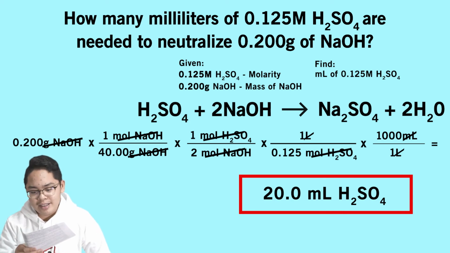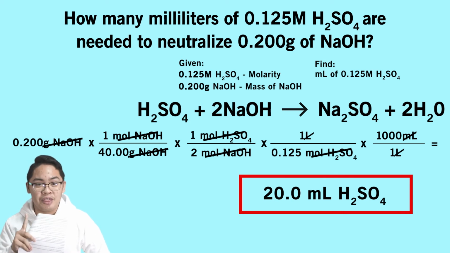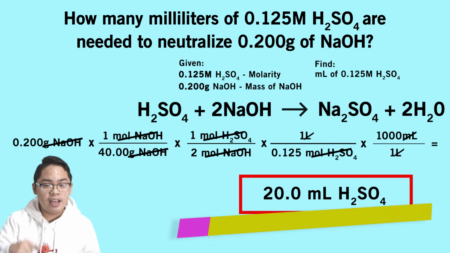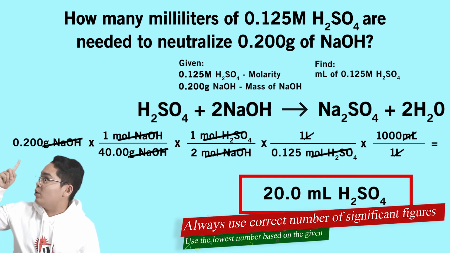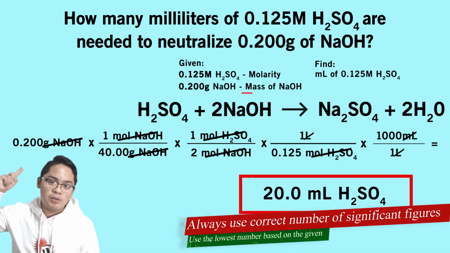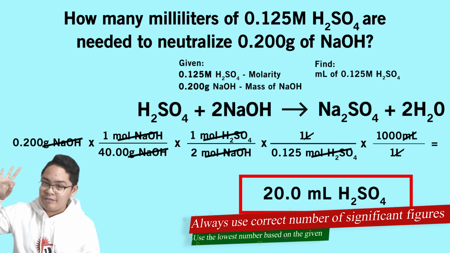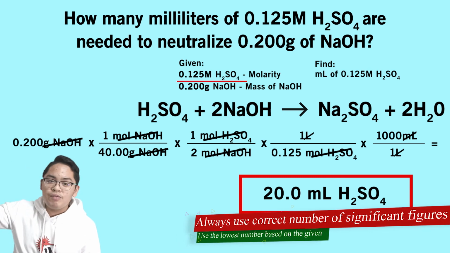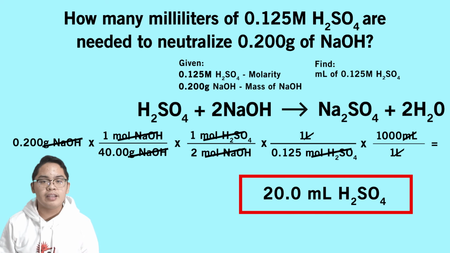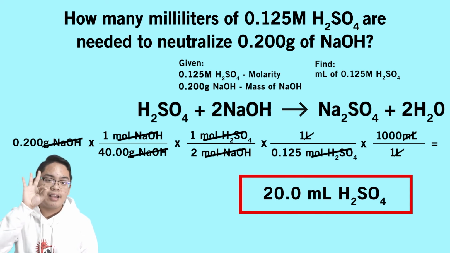Keep in mind the significant figures we have to use, which is 3. I repeat, 3, because of our given, which is 0.200 grams of sodium hydroxide. That has 3 significant figures, and 0.125 M, or molarity of sulfuric acid, which also has 3 significant figures.